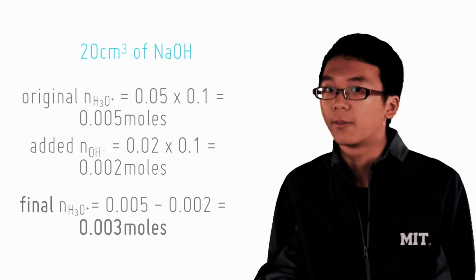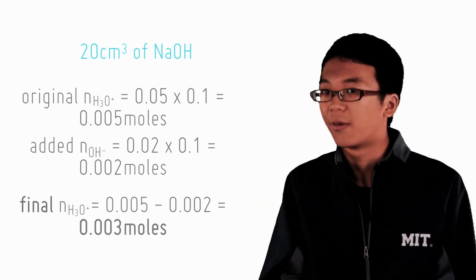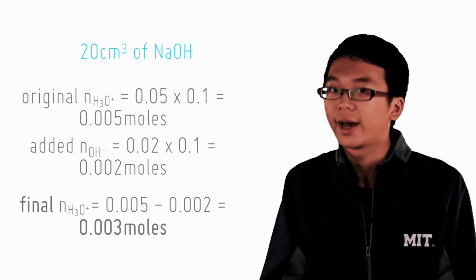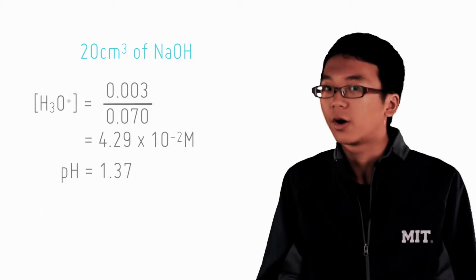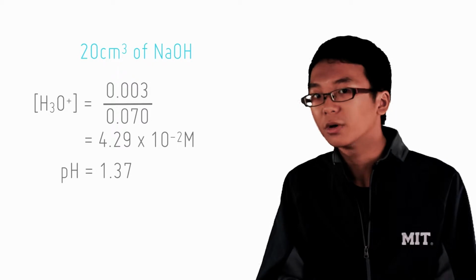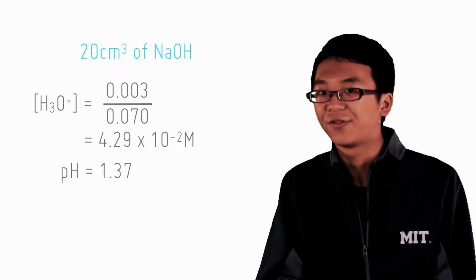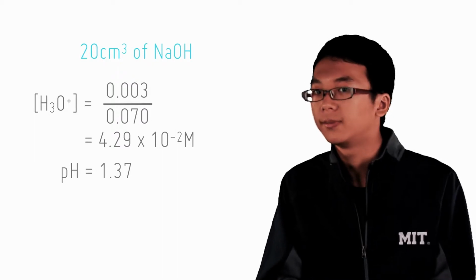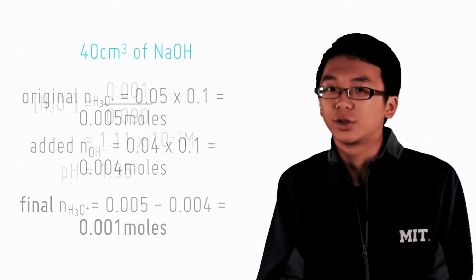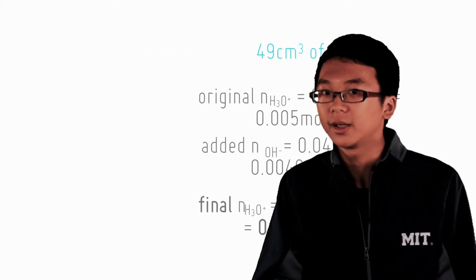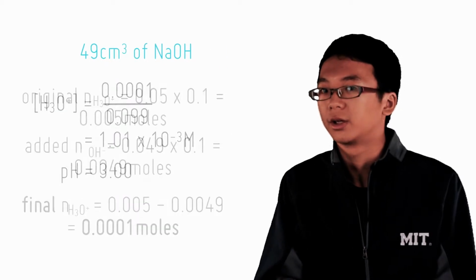What happens when I add 20 cm³ of base? Take the initial number of moles of hydronium minus the number of moles of hydroxide, because they react, and this is the new number of moles of hydronium. Find a new volume because I added a solution to the original 50 cm³, and then find the concentration of hydronium, then find pH. What happens when I add 40 cm³ of base? Do the exact same thing, and do the same for 49 cm³ as well.